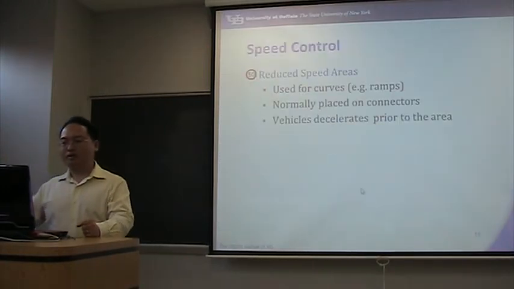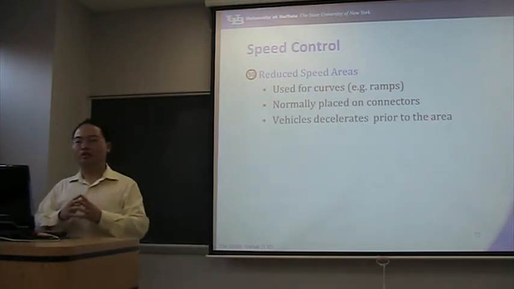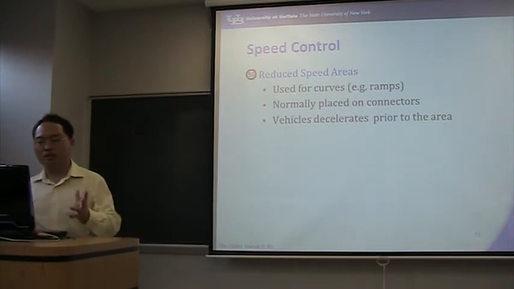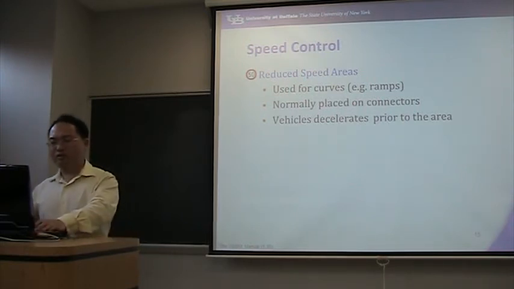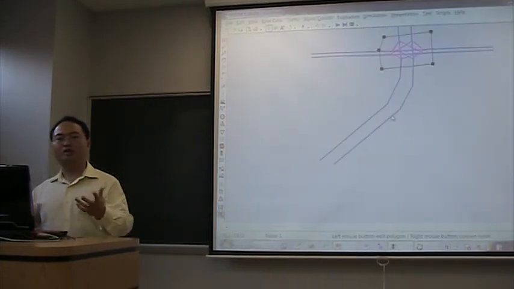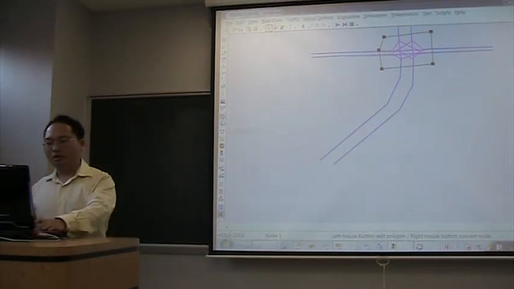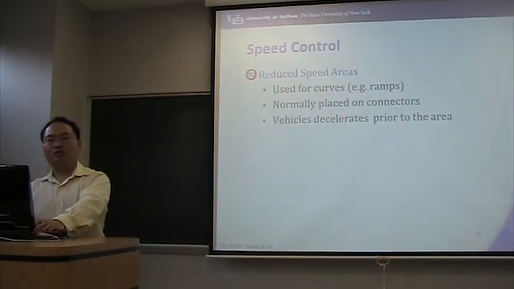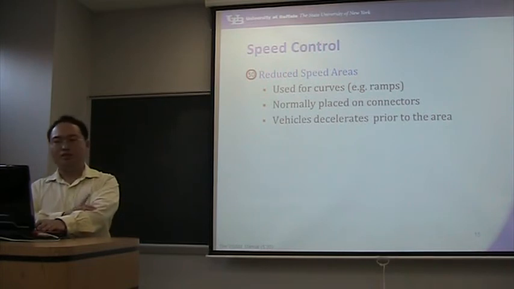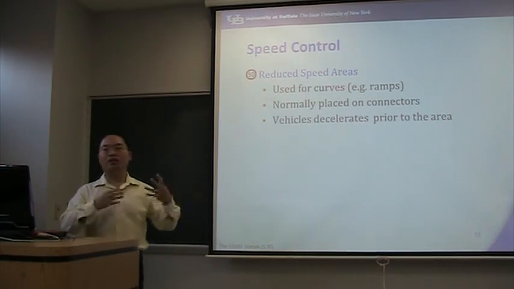The next step is to control the speed. I think you know that in Germany, on their highways, there is no speed limit. That's why they don't create a default speed limit for each link. So if you select the links, you won't be able to see the speed limit. They require you to manually add the speed limit. But there are two kinds of things that we can use to control speed. The first one is called a reduced speed area, and it's typically used for curves, like ramps.